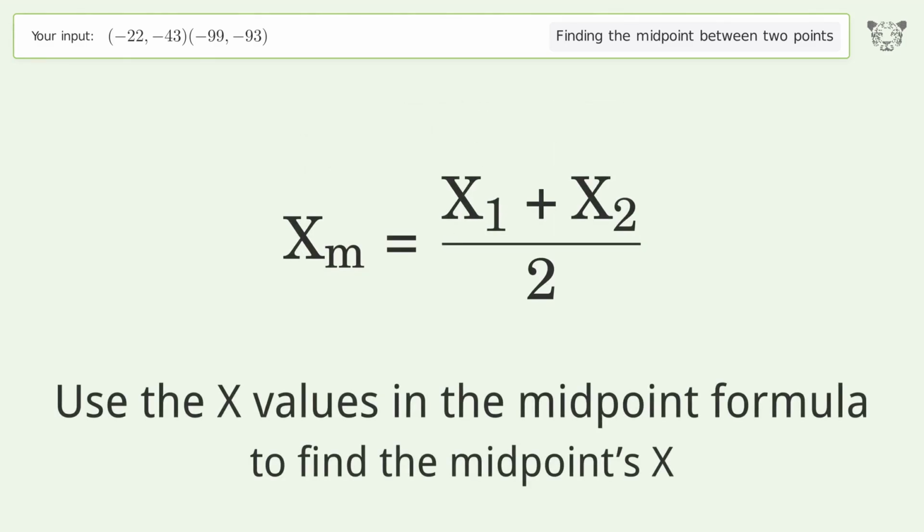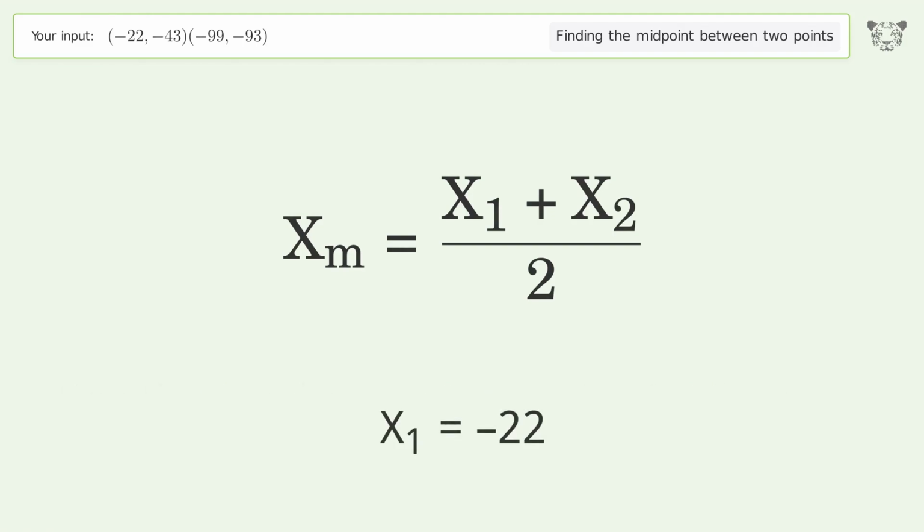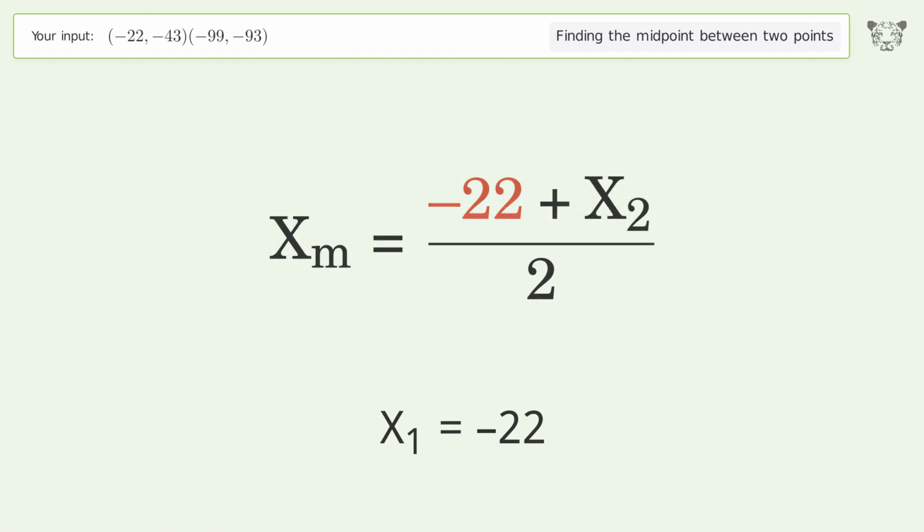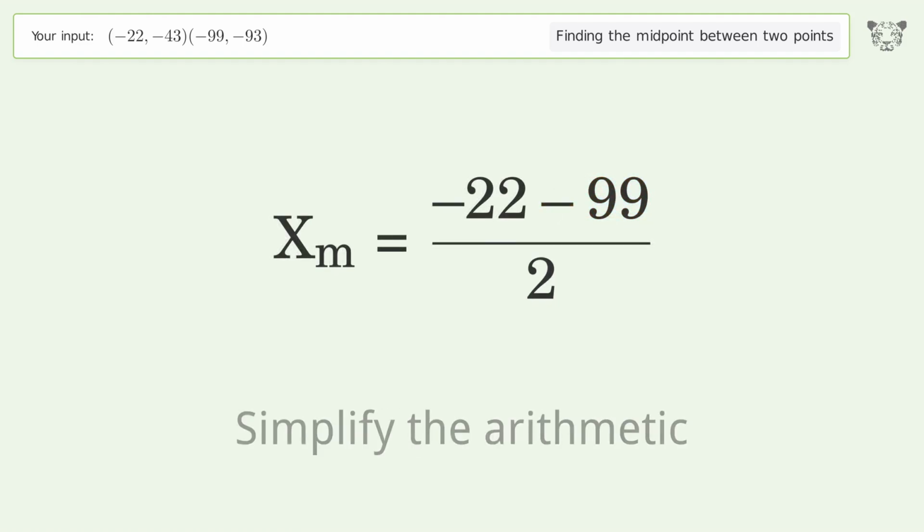Use the x values in the midpoint formula to find the midpoint's x. x1 equals -22. x2 equals -99. Simplify the arithmetic.